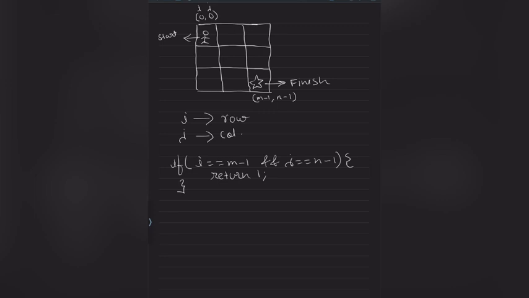Now, suppose this robot is standing here. From here, what directions are allowed? He can either go in the right direction or in the down direction. But from here he cannot go in the right direction because this is the end of the column, so he is only allowed to go in the down direction. And similarly, if the robot is standing here, he cannot go in the down direction because this is the end of the row, so he is only allowed to go in the right direction. So you need to understand the boundary of this matrix.